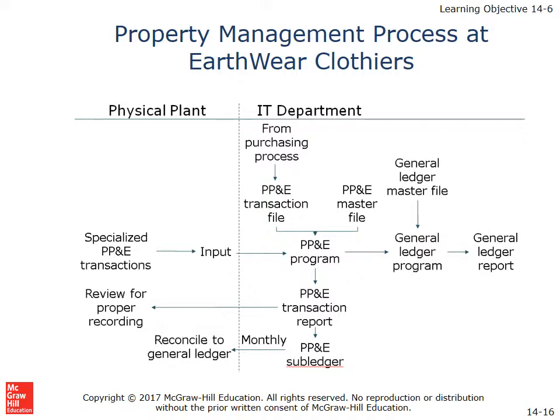We want to make sure that it's properly recorded and everything agrees. And we want to reconcile monthly the physical plant information with the ledger, the subsidiary ledger, which flows through to the general ledger, the ultimate balance. So take a read through that and the information on page 489.